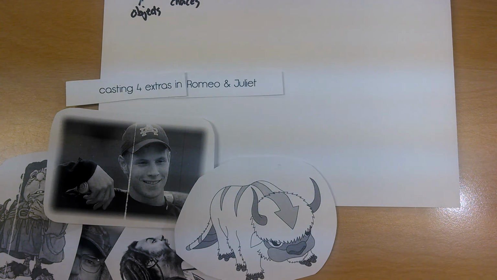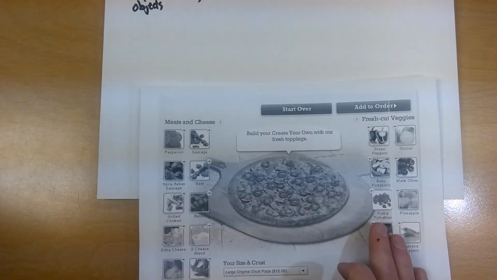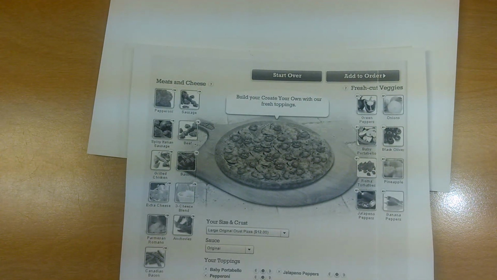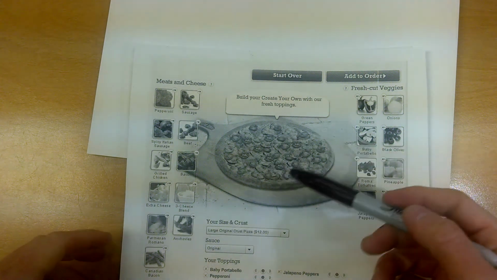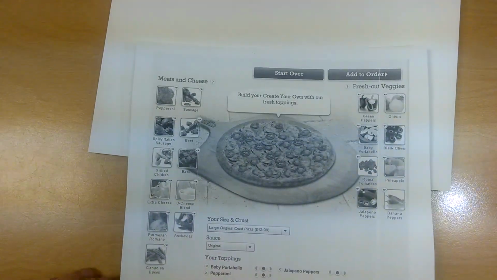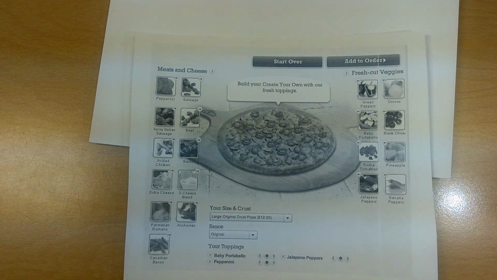Okay, one more example. Okay, so let's say that we are going to order a pizza from papajohns.com. All right, so you can order a pizza online, and they give you a little visual what your pizza looks like. They give you the type of toppings they offer. And let's say we can only afford 3 toppings. Okay, 3 toppings is plenty for us.